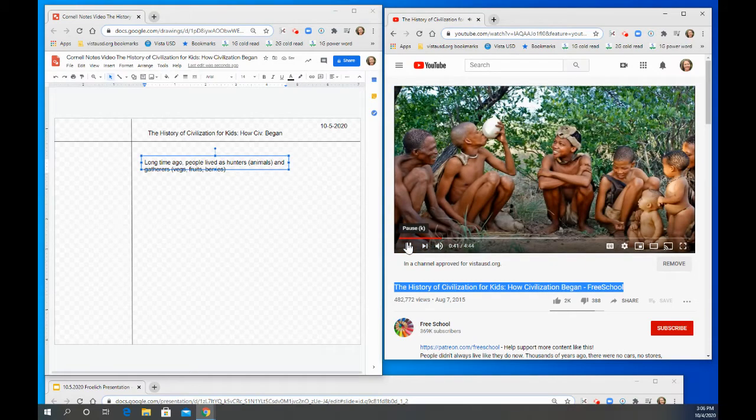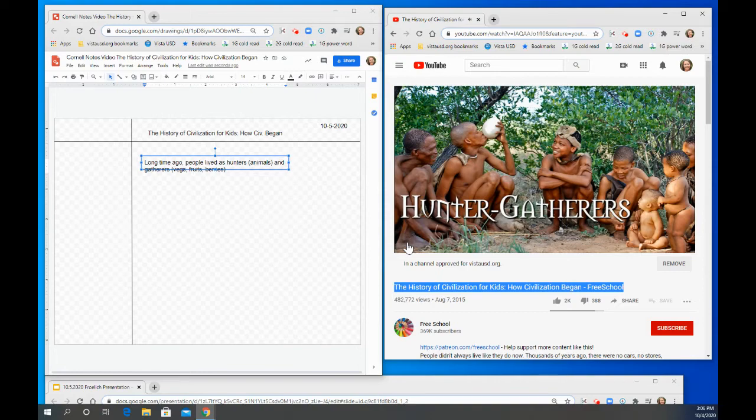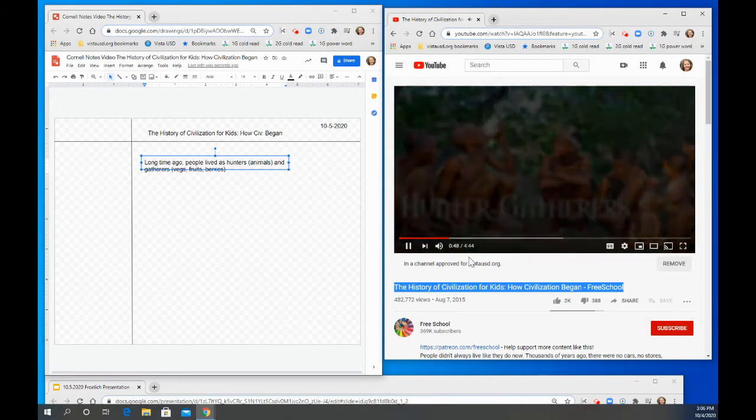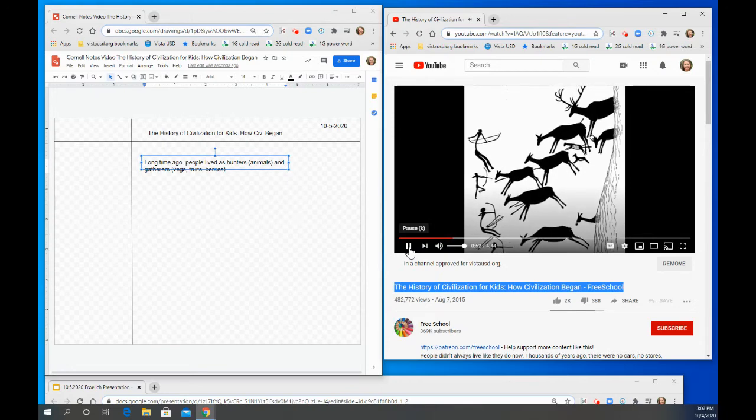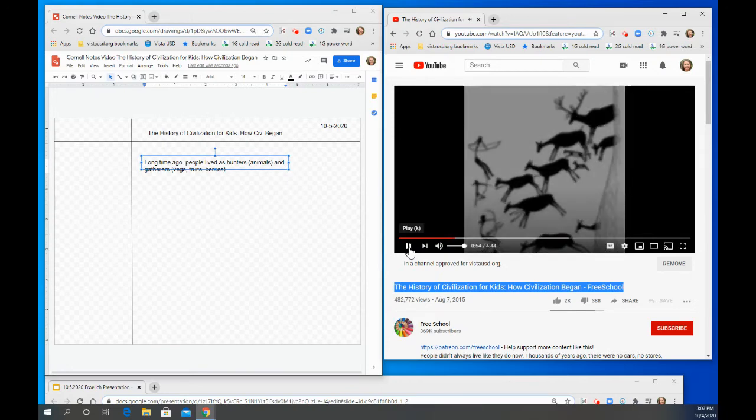We call these people hunter-gatherers, which is easy to remember because that's what they did. Most hunter-gatherers lived so long ago that we have no written record or history of them.